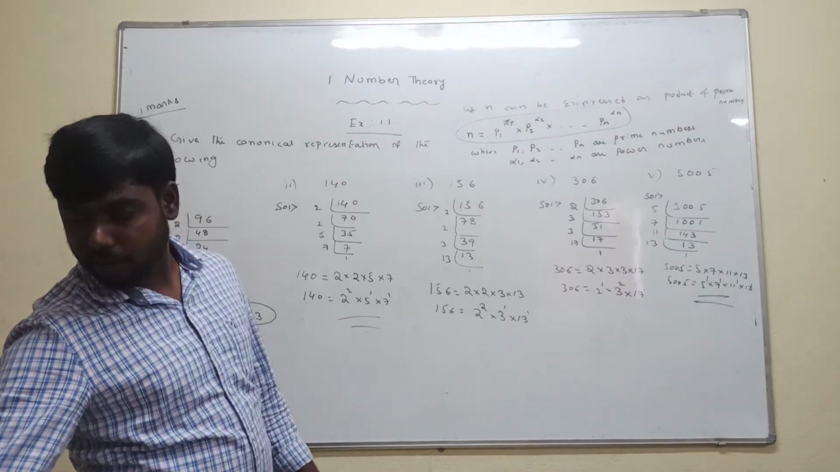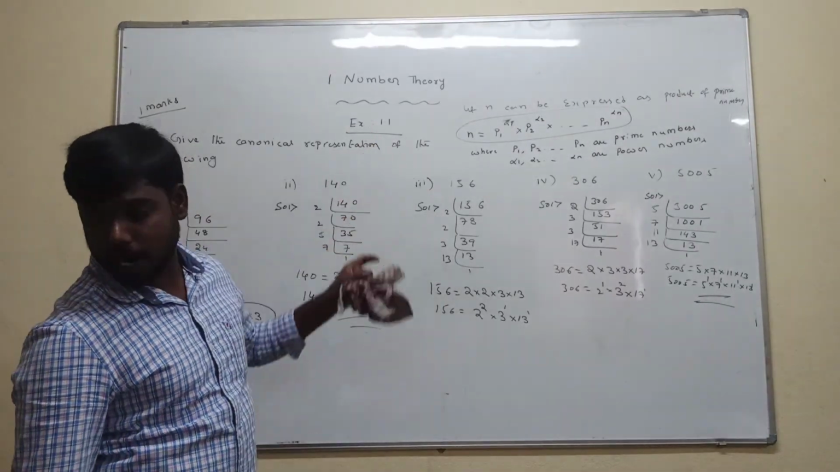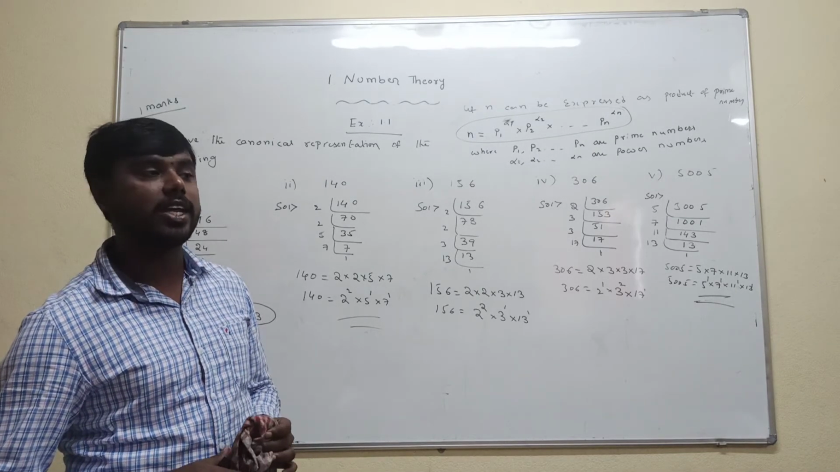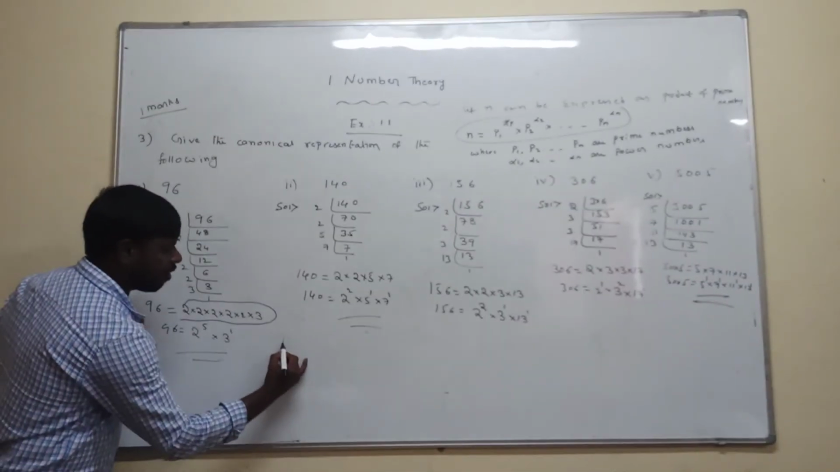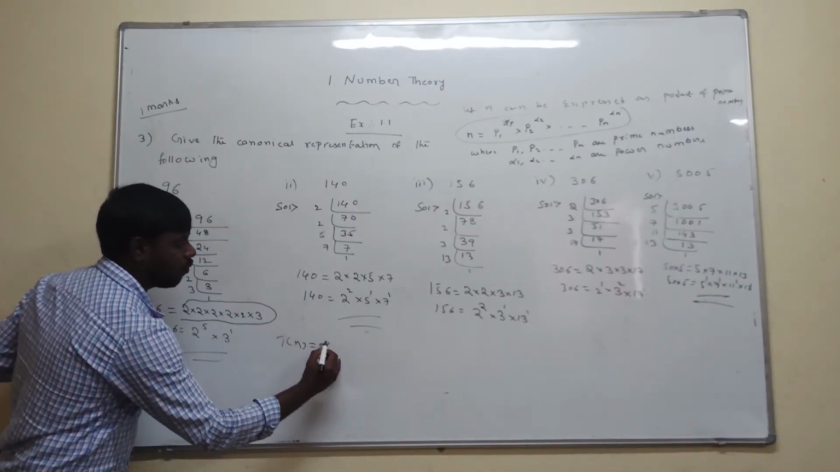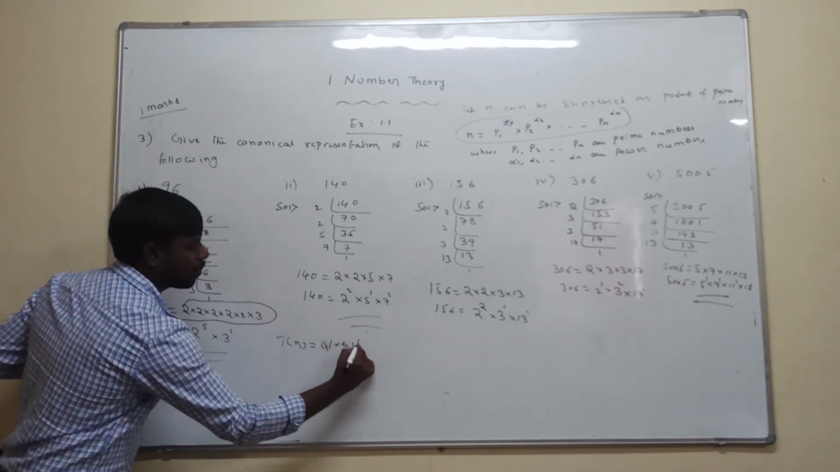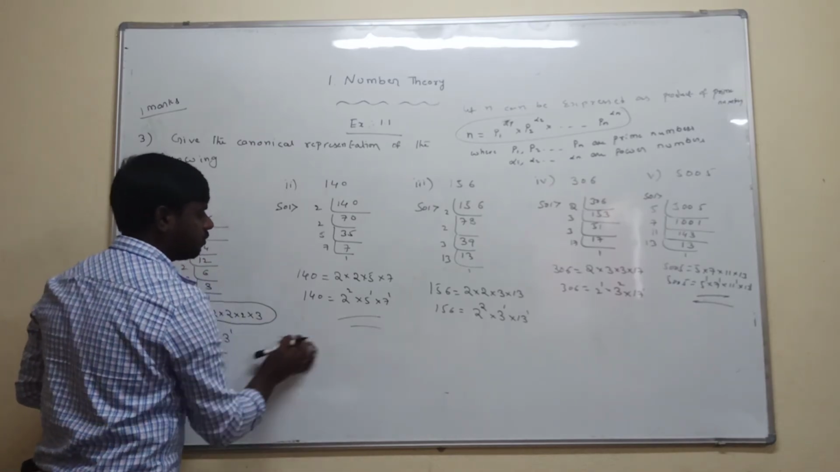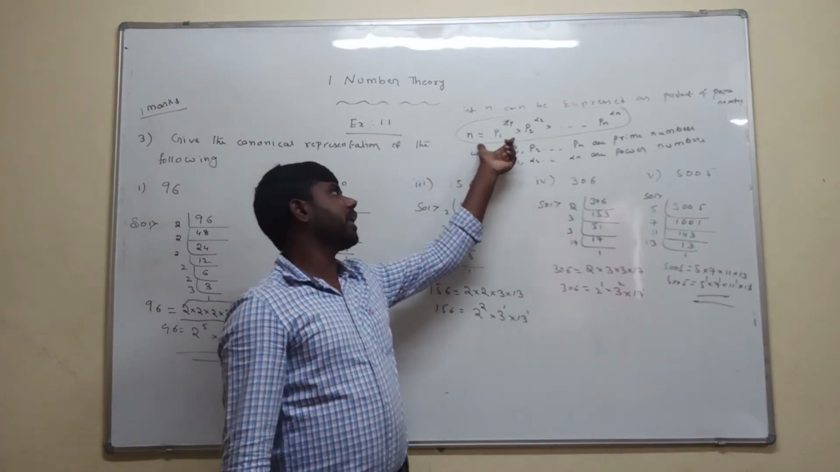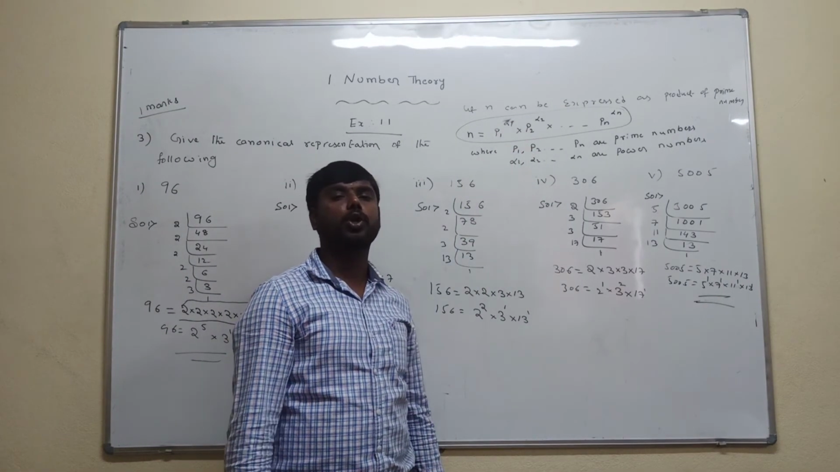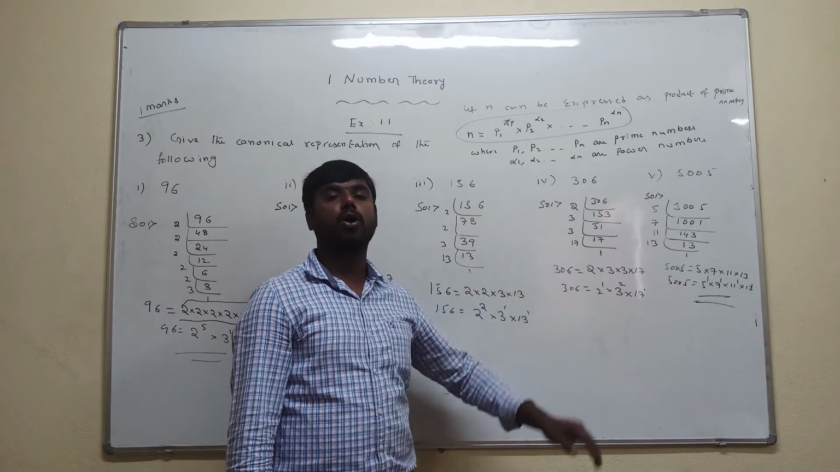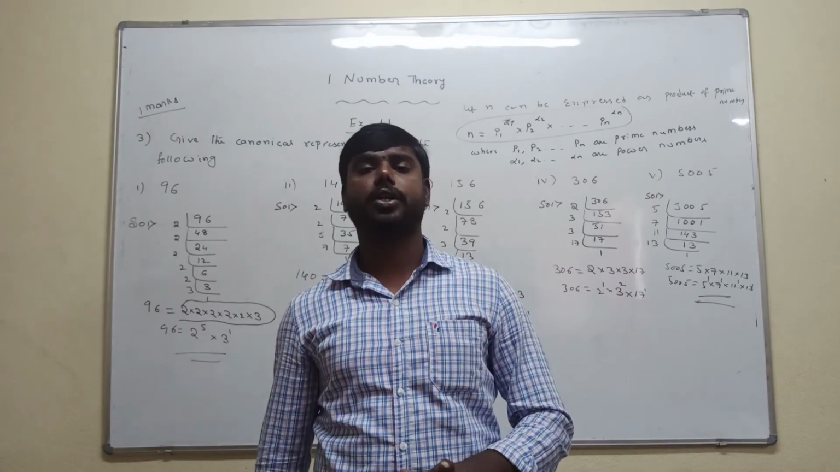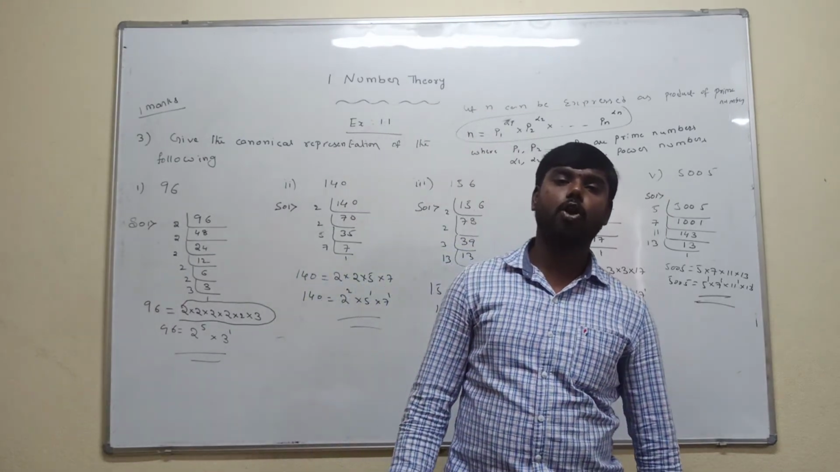Next, Exercise 1.1, question number 1 and question number 2. They are asking only to find the number of divisors. Find the number of divisors from T of n is equal to 1 plus alpha 1 into 1 plus alpha 2 into 1 plus alpha 3, and so on. So for the given number, first we have to compare it with P1 power of alpha 1 into P2 power of alpha 2 into so on Pn power of alpha n. After that we should write the alpha 1 value, alpha 2 value, alpha 3 value, and substitute those values in the number of positive divisors formula.